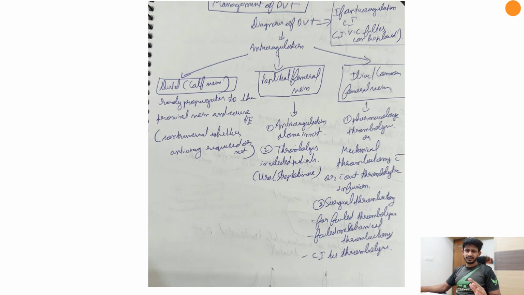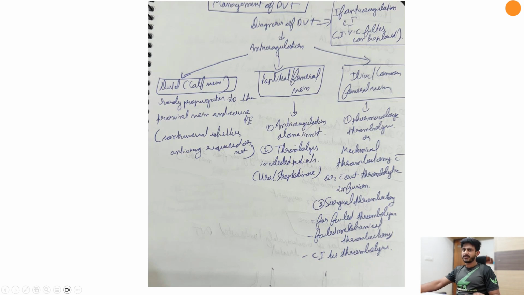If there's a thrombosis in the iliac or the common femoral vein, then we have to do pharmacological thrombolysis, which is urokinase, streptokinase, or a mechanical thrombectomy. Mechanical thrombectomy is nothing but passing a probe through the vein, and the probe goes ahead of the thrombus, a basket opens up, and then we extract the thrombus out through an opening in the vein. This is all done under X-ray guidance, so it's mechanical thrombectomy with or without thrombolytic infusion.